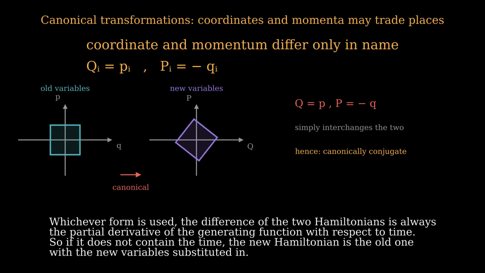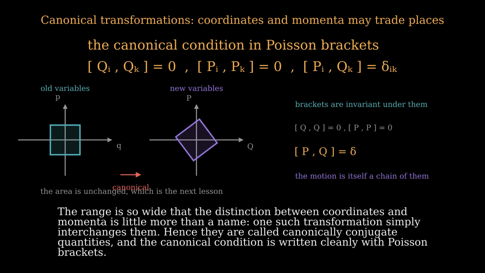Whichever form is used, the difference of the two Hamiltonians is always the partial derivative of the generating function with respect to time. So if it does not contain the time, the new Hamiltonian is the old one with the new variable substituted in. The range is so wide that the distinction between coordinates and momenta is little more than a name. One such transformation simply interchanges them. Hence, they are called canonically conjugate quantities, and the canonical condition is written cleanly with Poisson brackets.